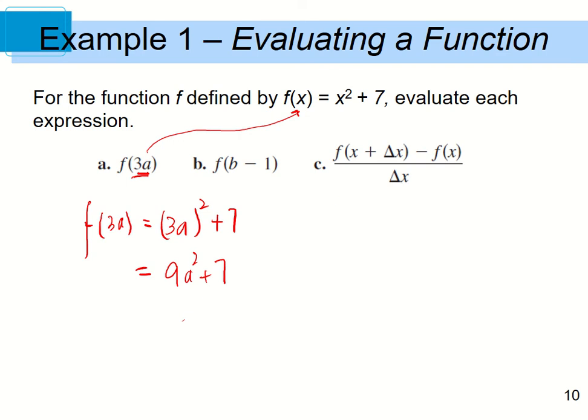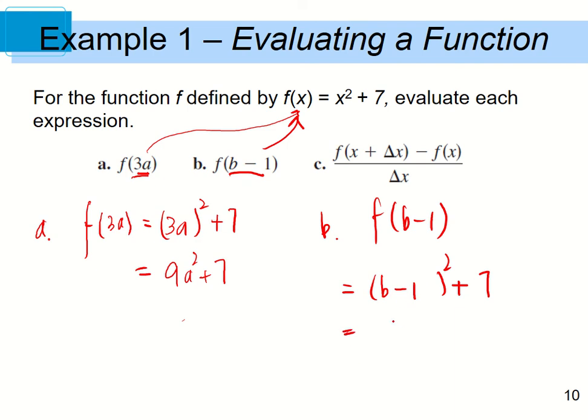Okay, now for question B, f(b minus 1). So this b minus 1 now is the input. So we are going to replace the input here with (b minus 1) squared plus 7. All right, the input is here. So (b minus 1) squared plus 7. And when we expand (b minus 1) squared, we have b squared minus 2b plus 1 plus 7. And we have b squared minus 2b plus 8.